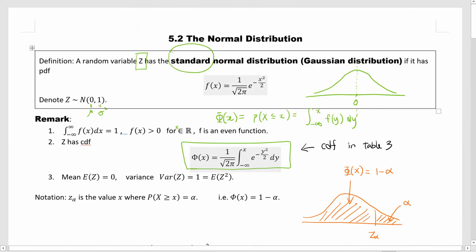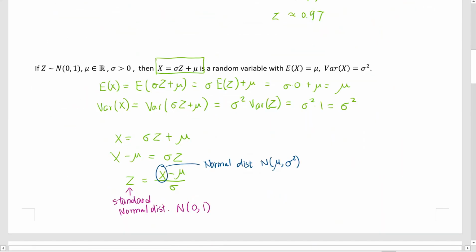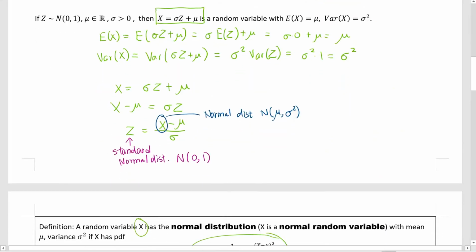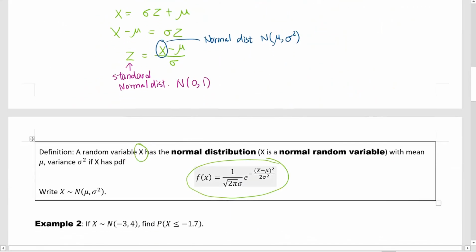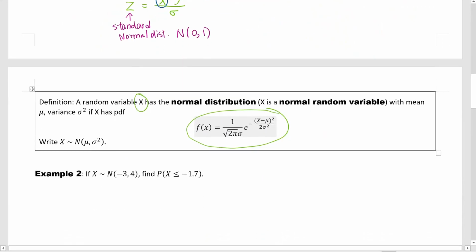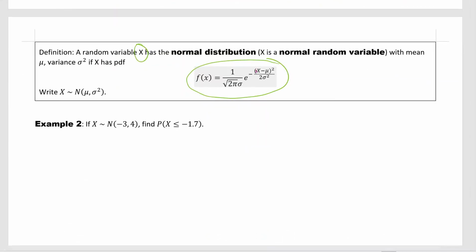Now you replace the x, because that was like the z, by x minus mu over sigma. So you get this new function. Oh, sorry, this is small x. So this is a PDF for the normal distribution.